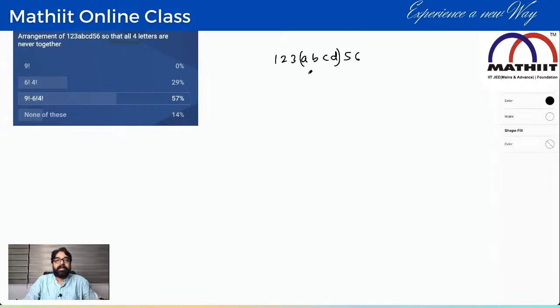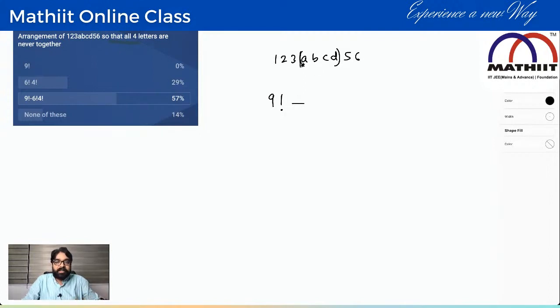The first thing is the free arrangement. How many? Total 9 objects are there. You can see 3 plus 4, 7, 2 more, 9. 9 factorial is the free arrangement, and in that those arrangements are also there when only A and B are together, only AC together, only ABC together, and ABCD also together. I don't want that. So minus those cases when this ABCD are together.